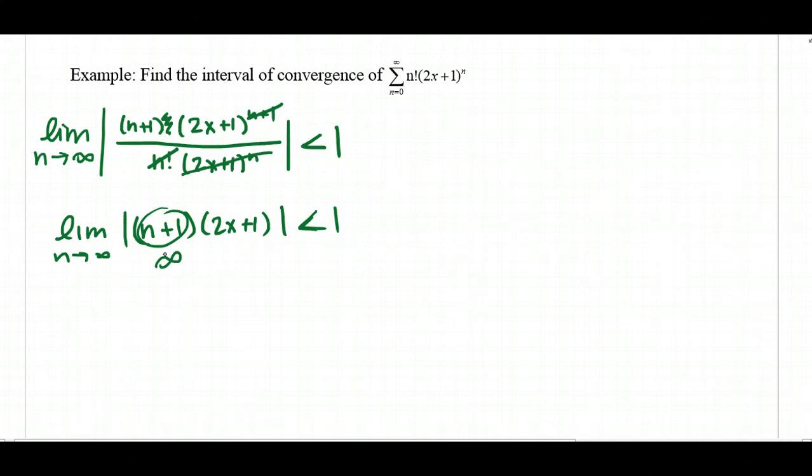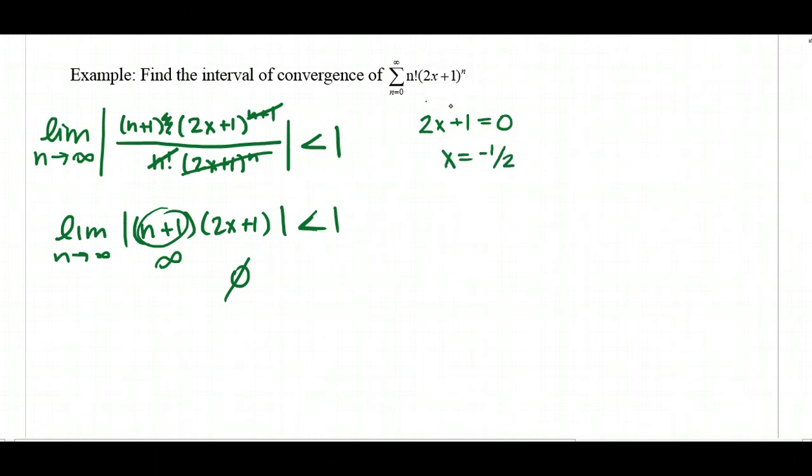Because if I'm multiplying this by bigger and bigger numbers, this is still going to end up being a number that is greater than 1. So there's no x values that will make this work. So that means that my interval of convergence is just the center of this power series. The center of this power series is going to be, if I take 2x plus 1 and set it equal to 0, x equals negative 1/2.